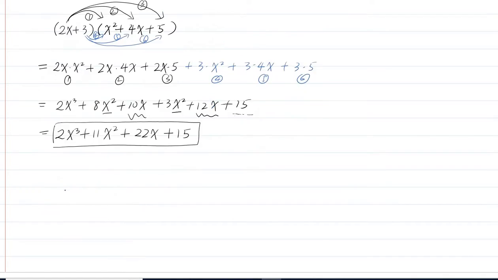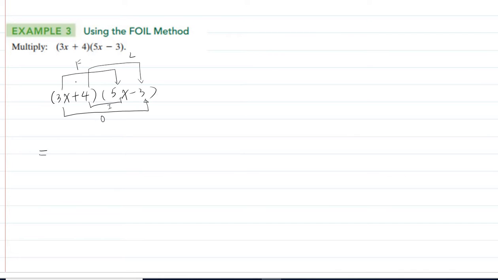Let's look at example 3. Example 3 is using the FOIL method. Alright, let's take a look. So we're going to use 3x multiply 5x. That is, we say this is the F in the FOIL method. And then we look at the outside, so that will be plus 3x multiply -3. That's your O right here. And then we have inside, that will be plus 4 times 5x. This is the I, and we're going to have our last, that's plus 4 times -3.